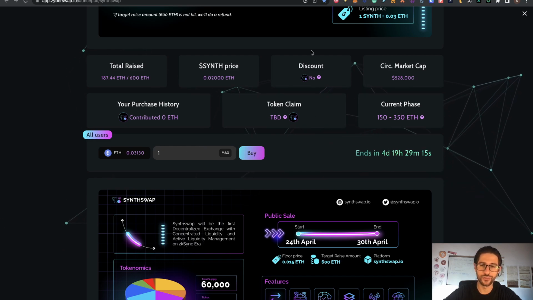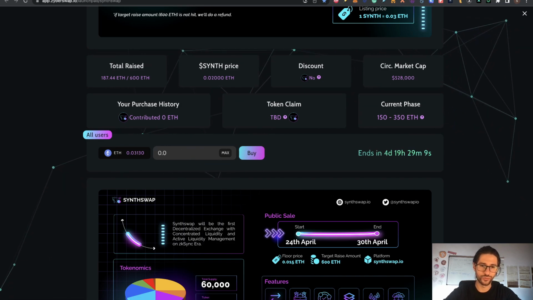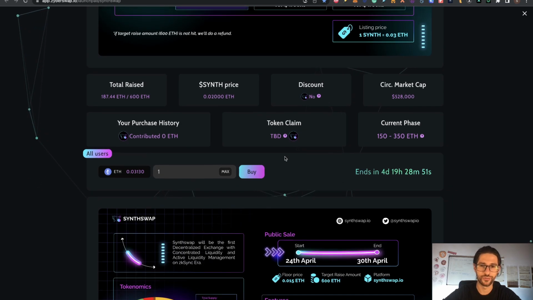You will need Ethereum, and this is on the Arbitrum network. So if you want to buy, you just put in the amount that you want to buy. You need to have that amount of Ethereum in your wallet. You can see I have 0.03, so I will be able to buy one and a little more. Then you just click buy and it's super easy. You are going to be set with your buy order. And after you buy, you are going to see this information here, your purchase history and token claim, so you will know that you have your buy there.